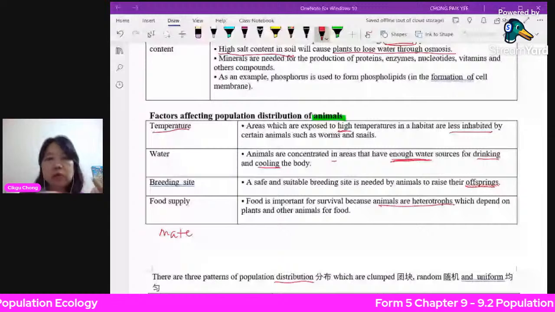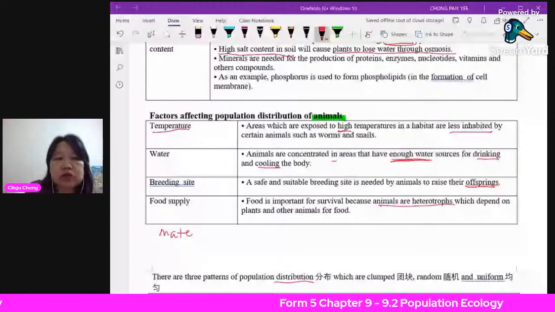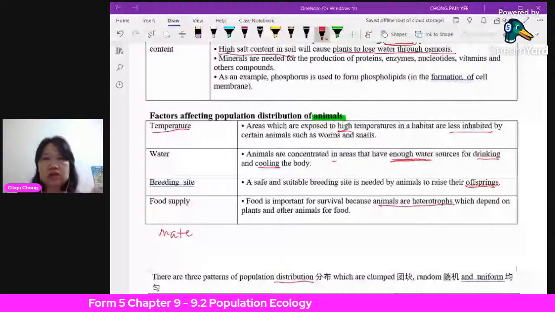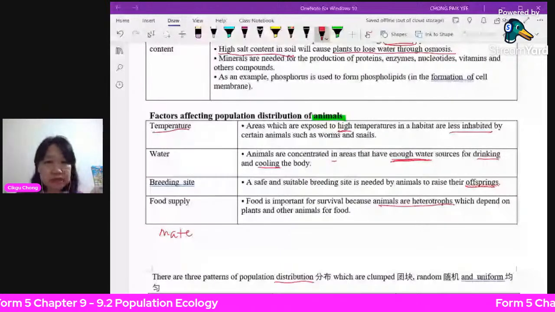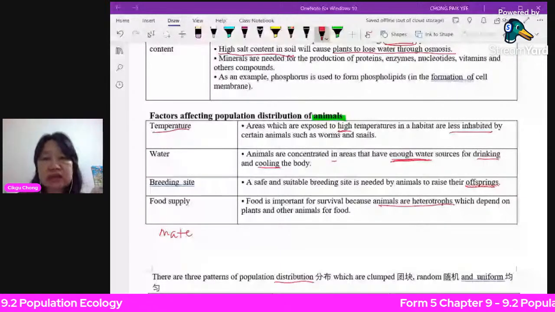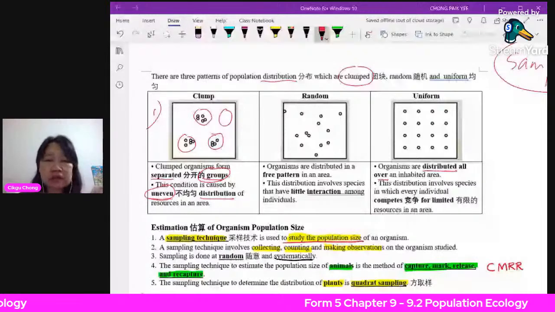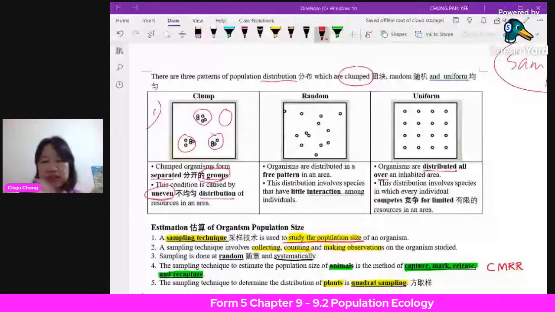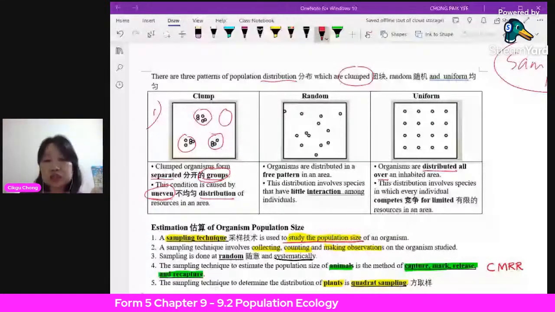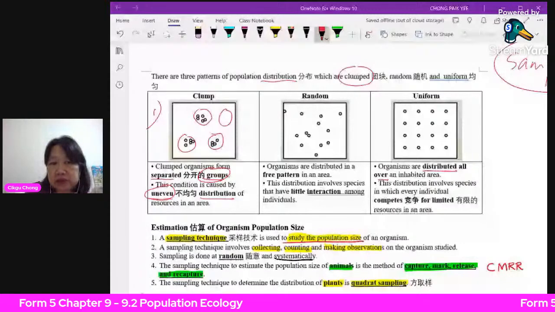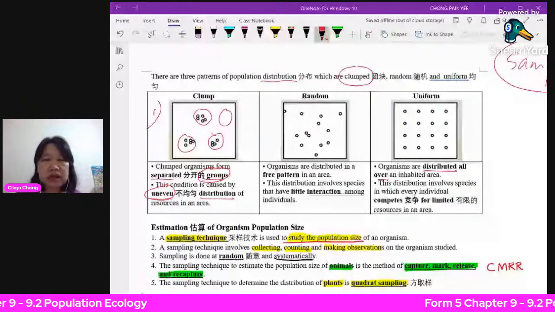So they could be in groups, they are separated, and they are an uneven distribution. They are not even because here a lot, there nothing. Okay, now another one is random. Random means there's no pattern there. Here got, there got, you don't see a clump also. So it's randomly distributed. So it's a free pattern. It's also possible, right? You can get here and there everywhere your pokok semalu, right?